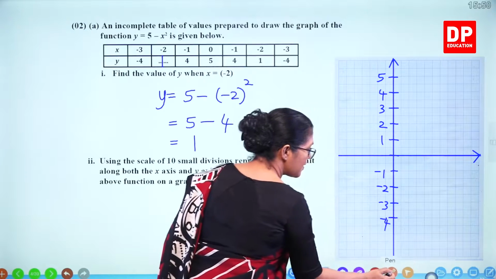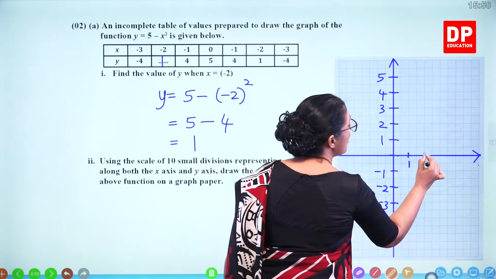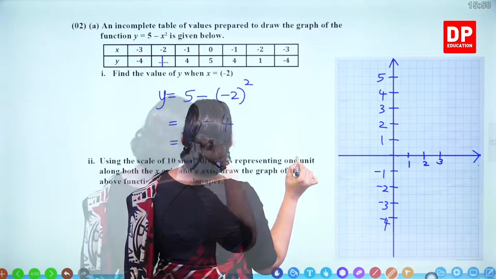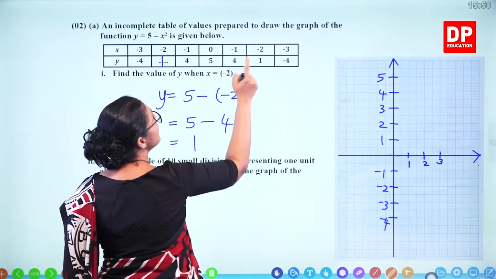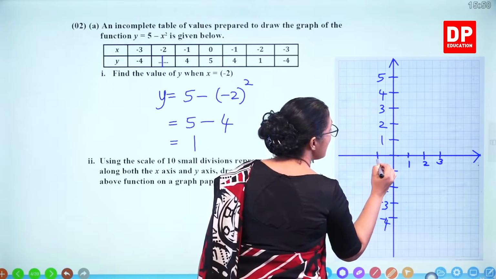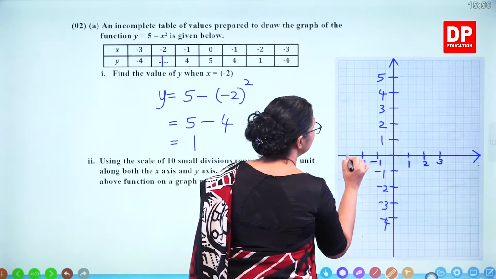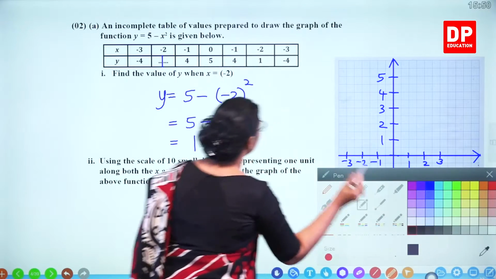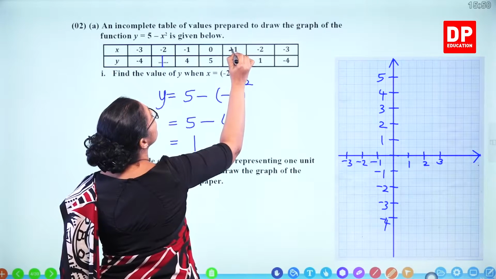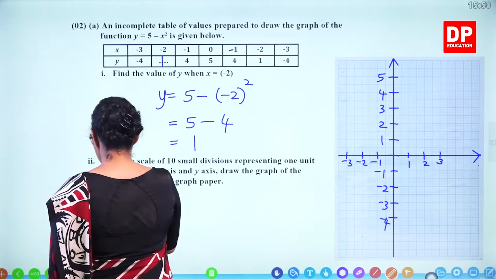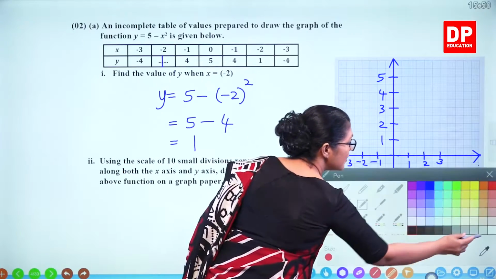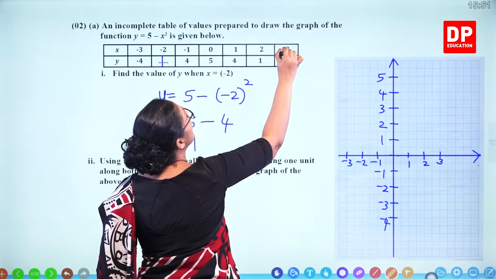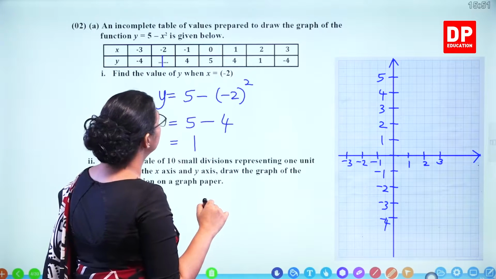So x-axis, and you can label here 1, 2, 3. And these should be pluses. Here, can you see? There's a small mistake there. These are plus values. I'll erase those plus values. Minus values I can erase. So these are positive values.